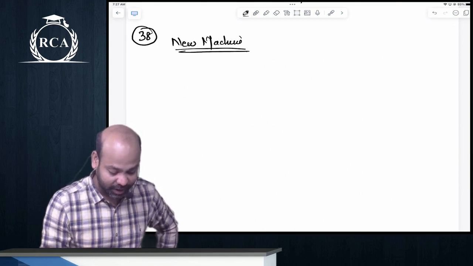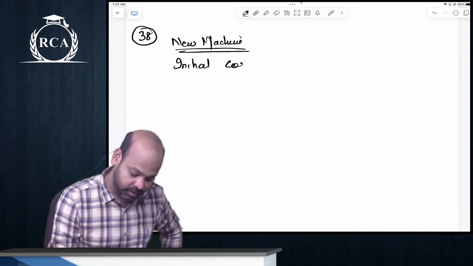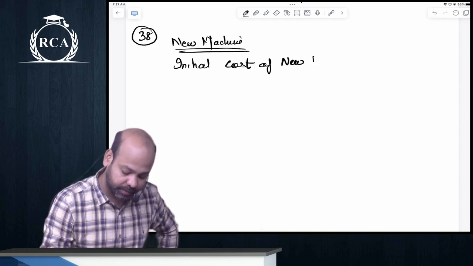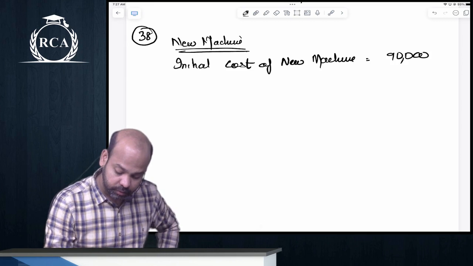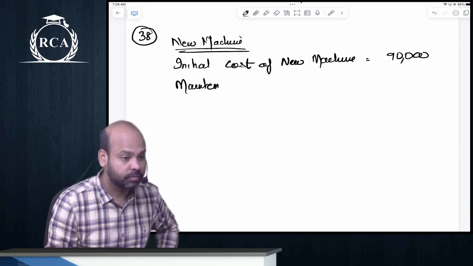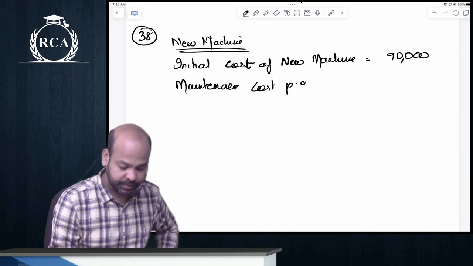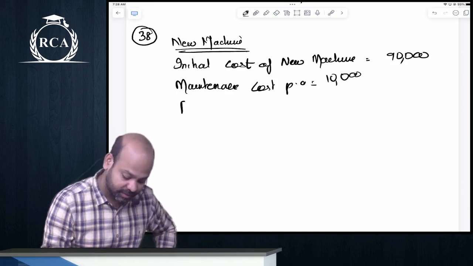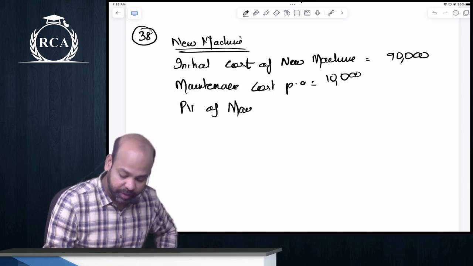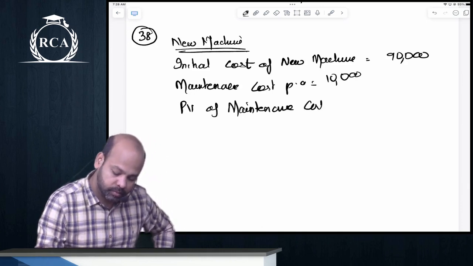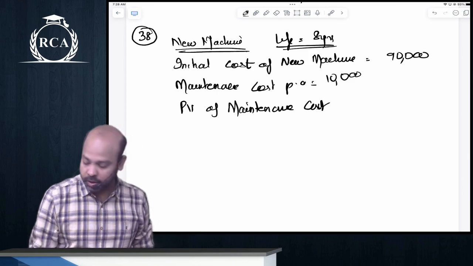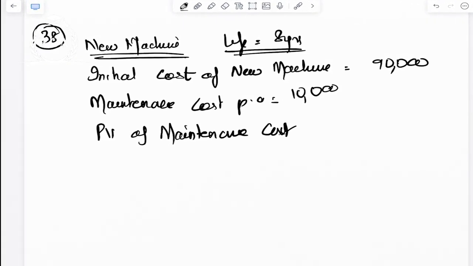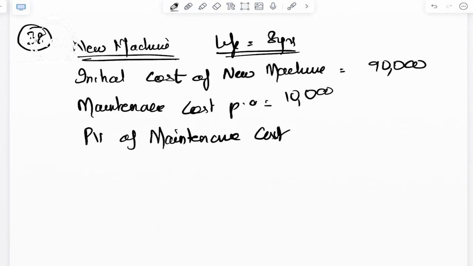New machine, guys. What will you write, beta? What is the initial cost? The initial cost of new machine, beta, is कितना बेटा? 90,000. What is your maintenance cost per annum? अरे सॉल्व कर, बात कर फिर. Present value of maintenance cost बेटा. लाइफ 8 years है, लिखना बेटा, प्रेजेंट वैल्यू ऑफ मेंटेनेंस कॉस्ट कंप्यूट करो बेटा। क्या स्पीड से मार रहे तुम लोग। कंप्यूट EAC guys of न्यू मशीन। आई वेट बेटा। कितना आया?